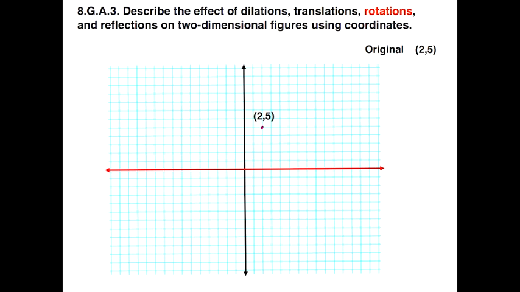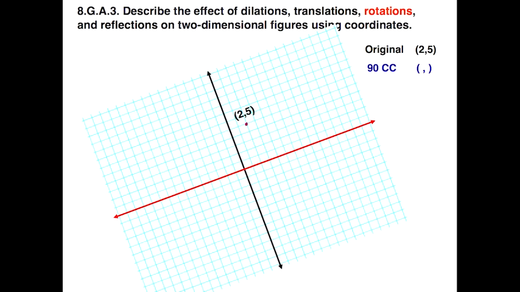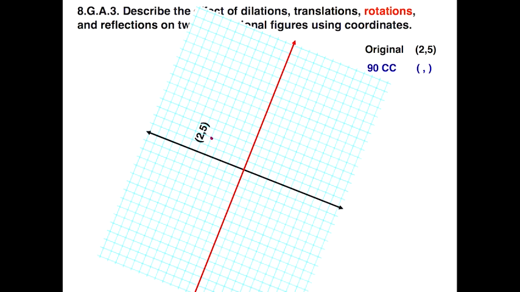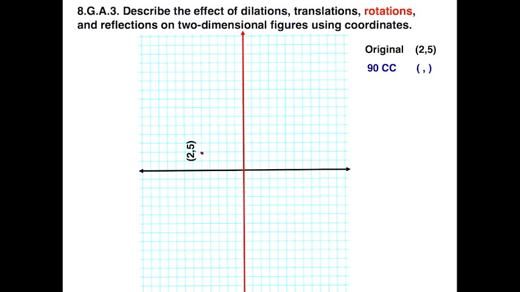So let's do that. Let's say we're going to rotate 90 degrees counterclockwise, and that's what the little CC stands for. Okay, so let's just take our paper and rotate it 90 degrees in a counterclockwise direction. And here's where we end up. So let's see what our values are for our coordinate now. Okay, looks like we would have to go 5 to the left and up 2 to be in our new location. So that's what happens with a 90-degree rotation counterclockwise.